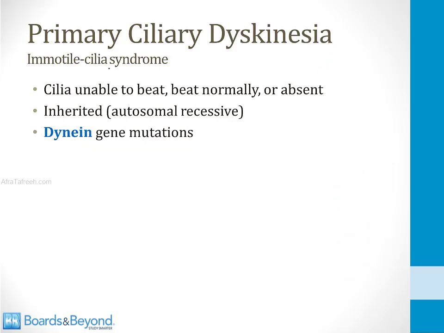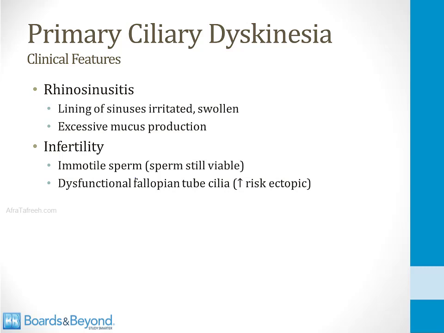The most important clinical correlation for you to be aware of, for all the cell biology related to microtubules and cilia and dynein, is a rare disorder called primary ciliary dyskinesia. It's also called immotile cilia syndrome. In this condition, people are born with cilia that are either unable to beat, or they can't beat normally, or they are absent altogether. This is an inherited condition. It's an autosomal recessive genetic condition, and it's caused by gene mutations in the genes that code for the protein dynein. So if you understand everything I said about the role of dynein in microtubule function, it's easy to understand the clinical features of this disorder.